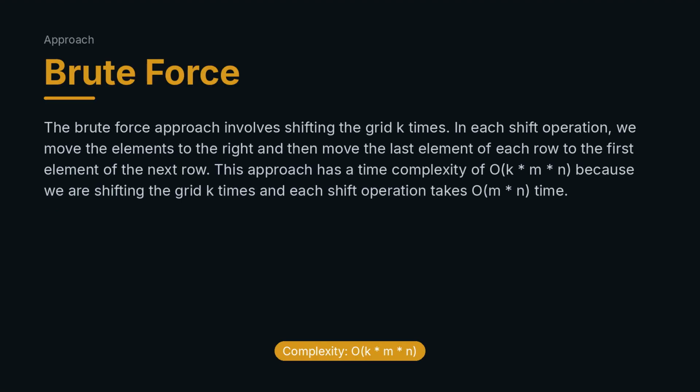The brute force approach involves shifting the grid k times. In each shift operation, we move the elements to the right and then move the last element of each row to the first element of the next row. This approach has a time complexity of O(k * m * n), because we are shifting the grid k times and each shift operation takes O(m * n) time. The complexity here is O(k * m * n).